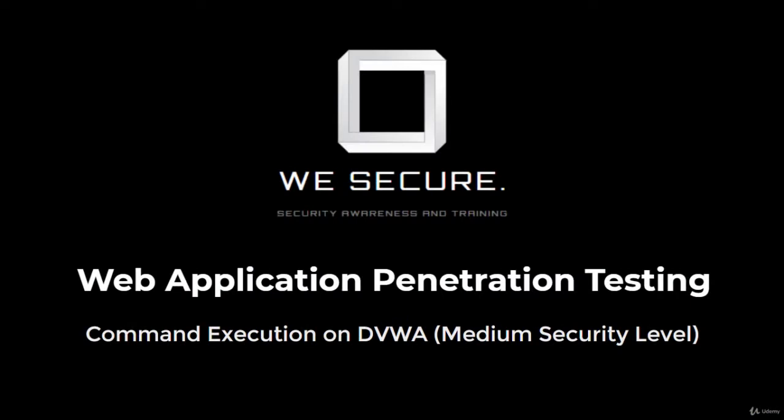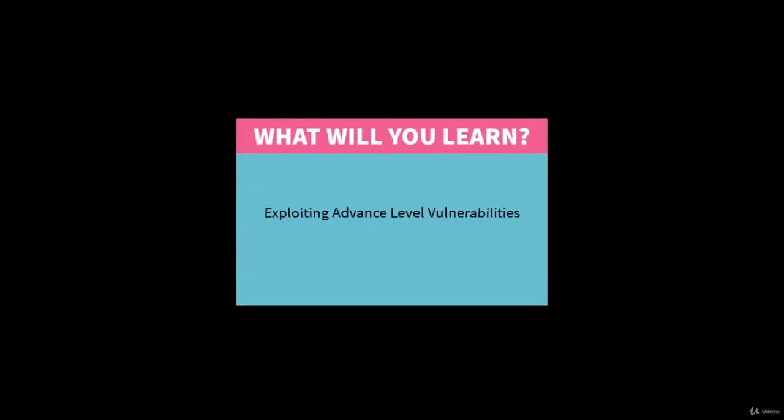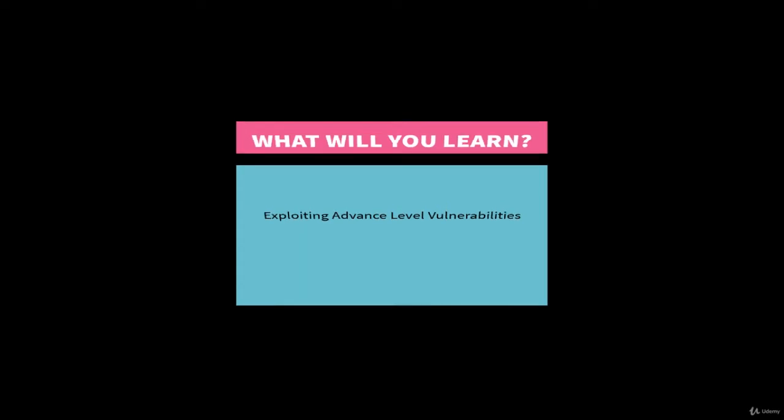So let us continue with command execution on Damn Vulnerable Web Application. In the last lecture, we saw how to exploit the command execution on low-level security, but not every application has deployed that level of security. Generally, the applications are top secured or slightly medium secured. So, in this lecture, we will see how to exploit the command execution vulnerability on Damn Vulnerable Web Application, but with a medium security level.